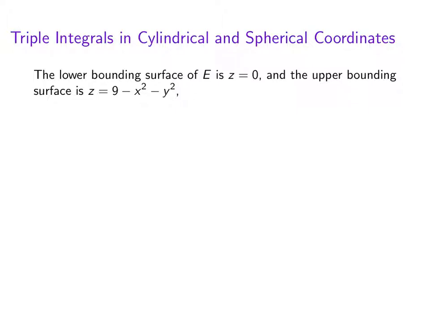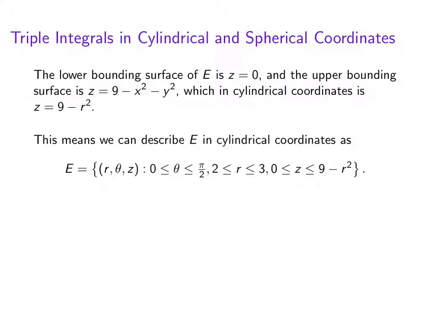The lower bounding surface of E is z equals 0, that's just the xy plane, and the upper bounding surface is z equals 9 minus x squared minus y squared. In cylindrical coordinates, we could say that that upper bounding surface is 9 minus r squared.